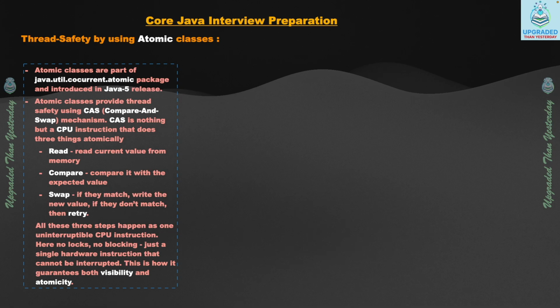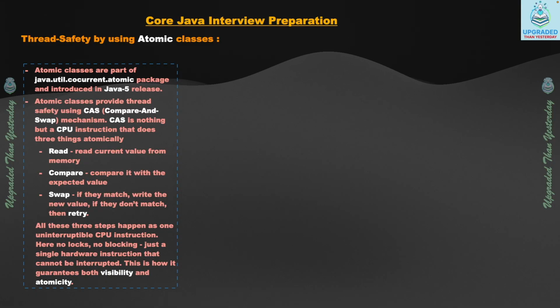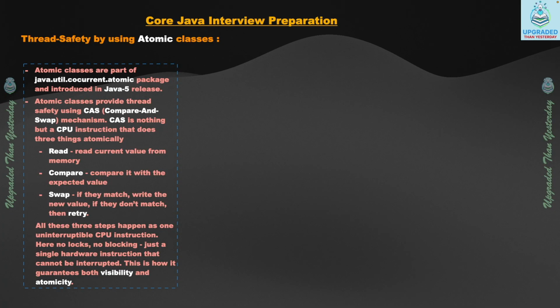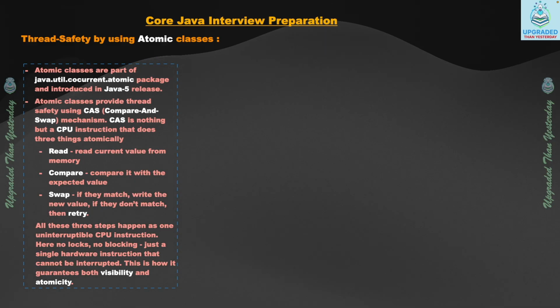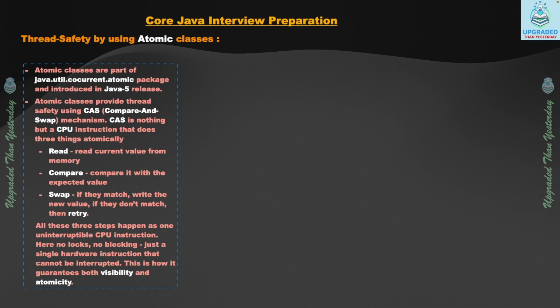First, read the current value. Second, compare the current value with the expected value. Third, if both the current value and expected value are the same, then write the new value to the main memory. If they don't match, then retry. All these 3 steps happen as one uninterruptible CPU instruction. Here no locks, no blocking, just a single hardware instruction that cannot be interrupted. This is how it guarantees both visibility and atomicity.